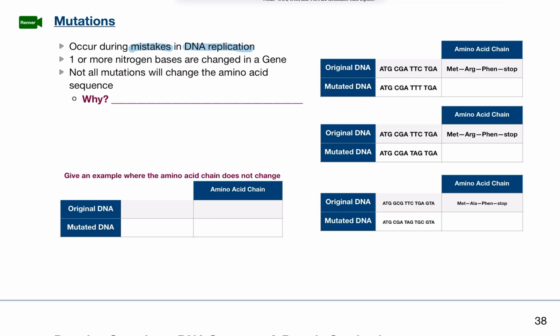So let's take a look at the rest of this. So one or more nitrogen bases is changed in a gene. Not all mutations will change the amino acid. Why? Because of the redundancy. Because there are many triplets for one amino acid. Technically, this is called redundancy. Okay, that's why.